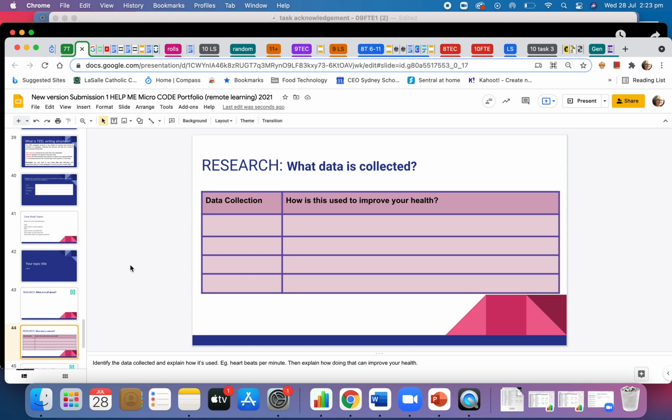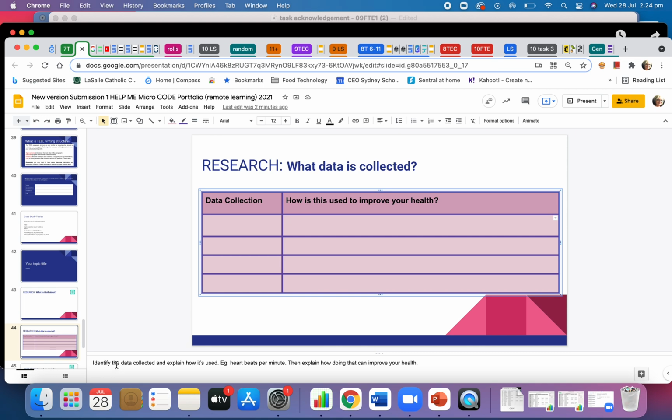Okay, next slide down. Same thing applies. Just because it's in a table format, these tables are formatted at size 12. So you can get a few good sentences, like a little paragraph in each of these. All right, so you would have a sentence in here and then just bold whatever the word is for the data collection. So if your data collection is that it collects your heart rate, that's what you would bold, those words heart rate in your sentence, and then you're going to talk about how it would improve health.